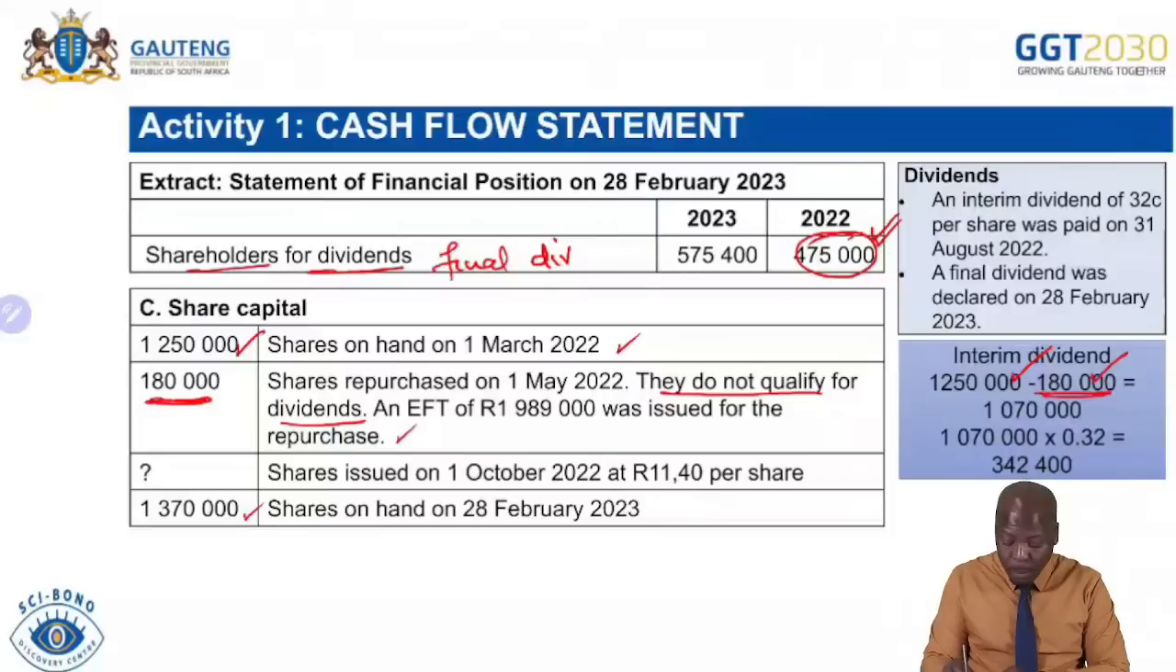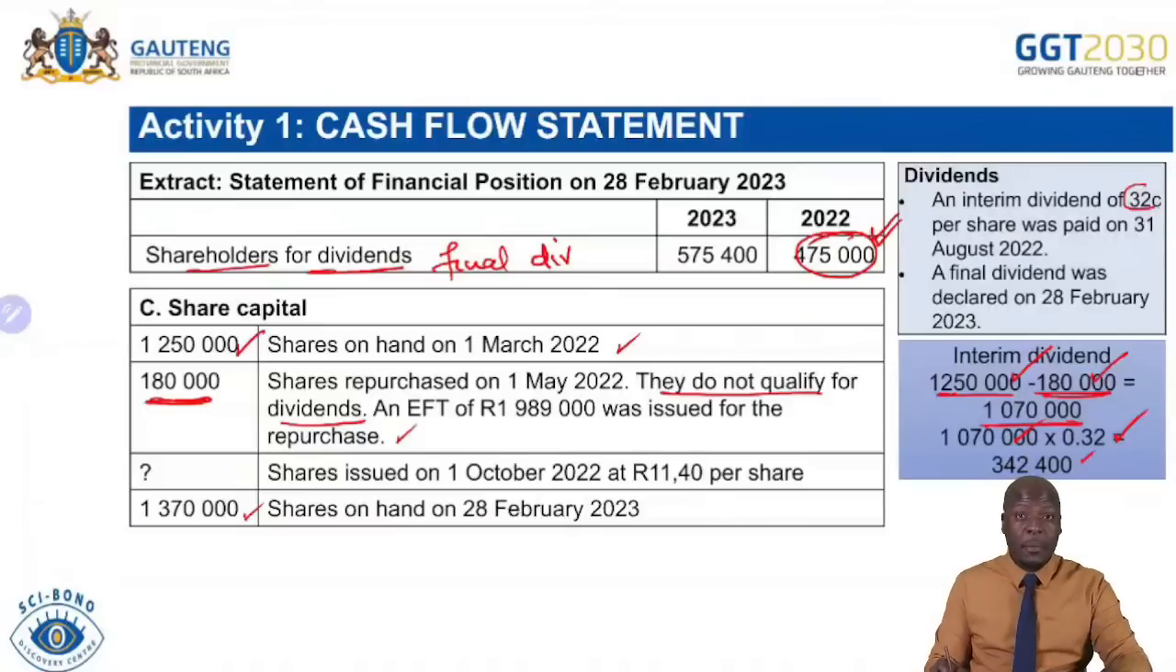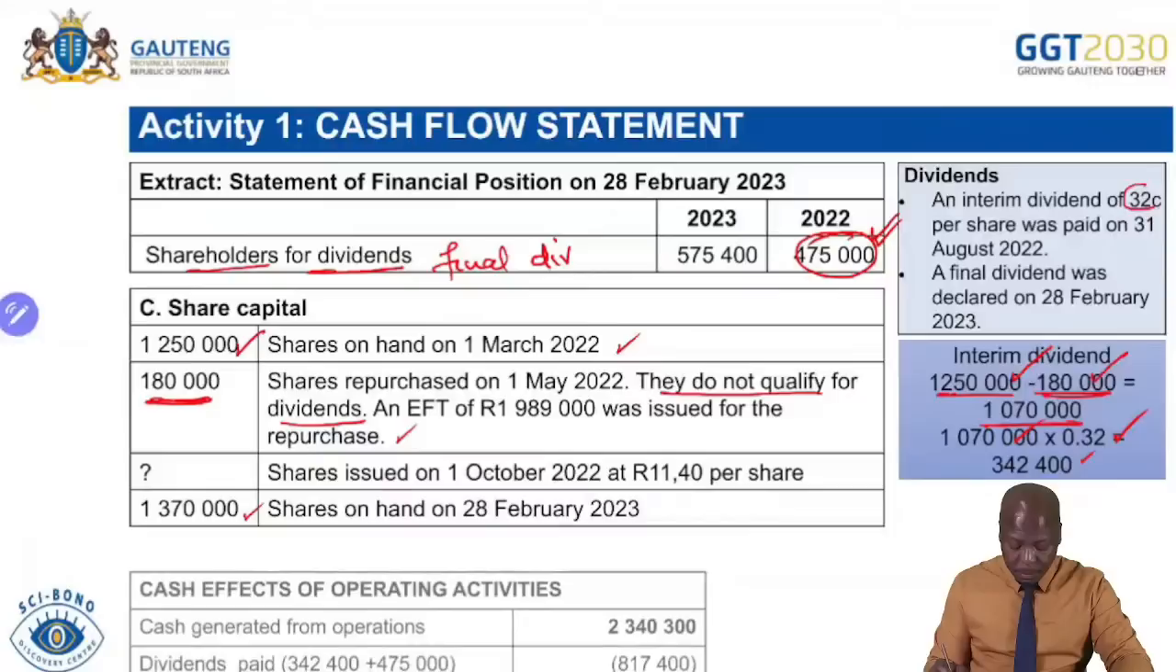So we'll now say 1,250,000 minus the 180,000. That leaves us now with 1,070,000. That 1,070,000 are now the number of shares that we can give dividends to. And we are told that an interim dividend is given at 32 cents per share. So I'll now say the 1,070,000 multiply by 32 cents. That then gives us 342,400. That becomes my interim dividends.